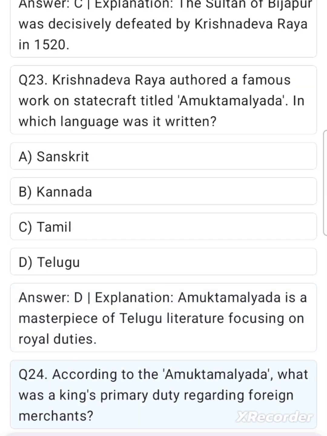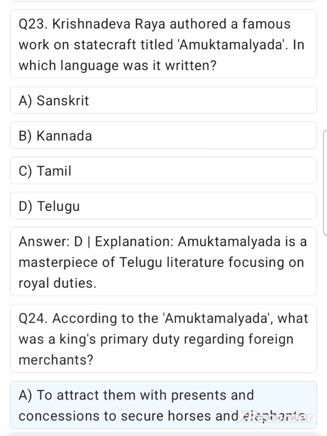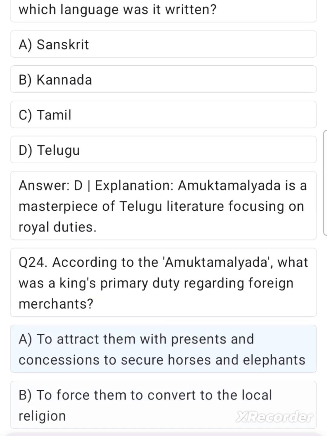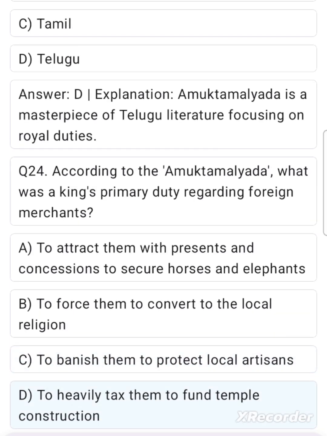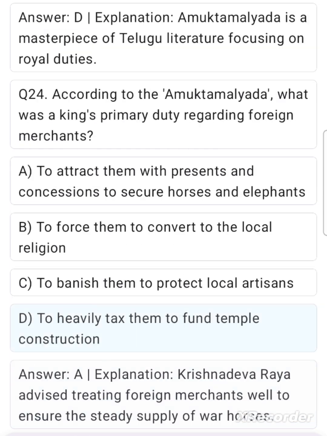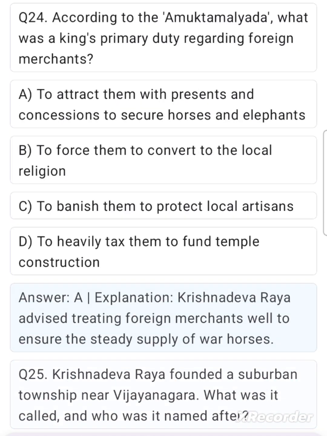Q24. According to the Amuktamalyada, which was a king's primary duty regarding foreign merchants? A. To attract them with presents and concessions to secure horses and elephants. B. To force them to convert to the local religion. C. To banish them to protect local artisans. D. To heavily tax them to fund temple construction. Answer. A. Explanation. Krishnadeva Raya advised treating foreign merchants well to ensure the steady supply of war horses.